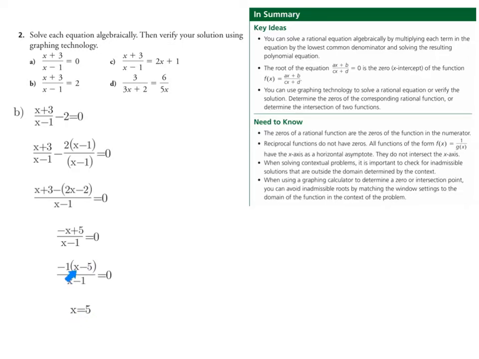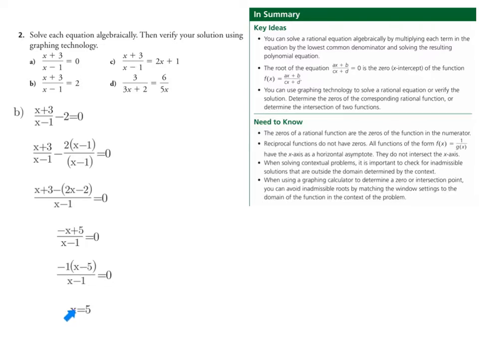Now don't make the mistake of saying x equals 1 is a solution, because when x is 1, then it's going to be something divided by 0. Well, something divided by 0 definitely doesn't equal 0. It's undefined, honestly. So x is 5 is our only solution here. It's only when the numerator equals 0 that we have a solution.